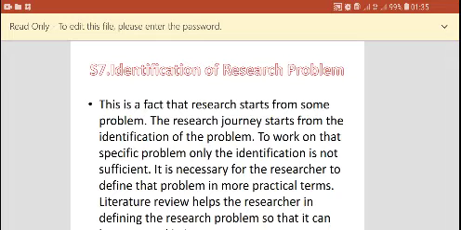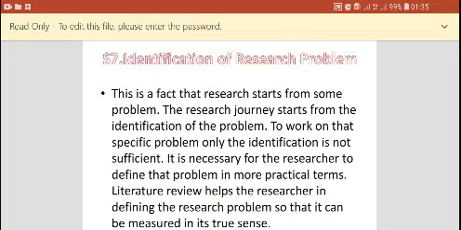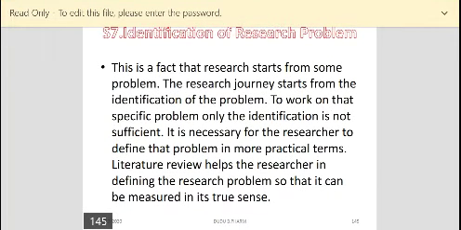Identification of Research Problem. This is the fact that research starts from some problem. The research journey starts from identification of the problem. To work on that specific problem, only the identification is not sufficient. It is necessary for the researcher to define that problem in more practical terms.